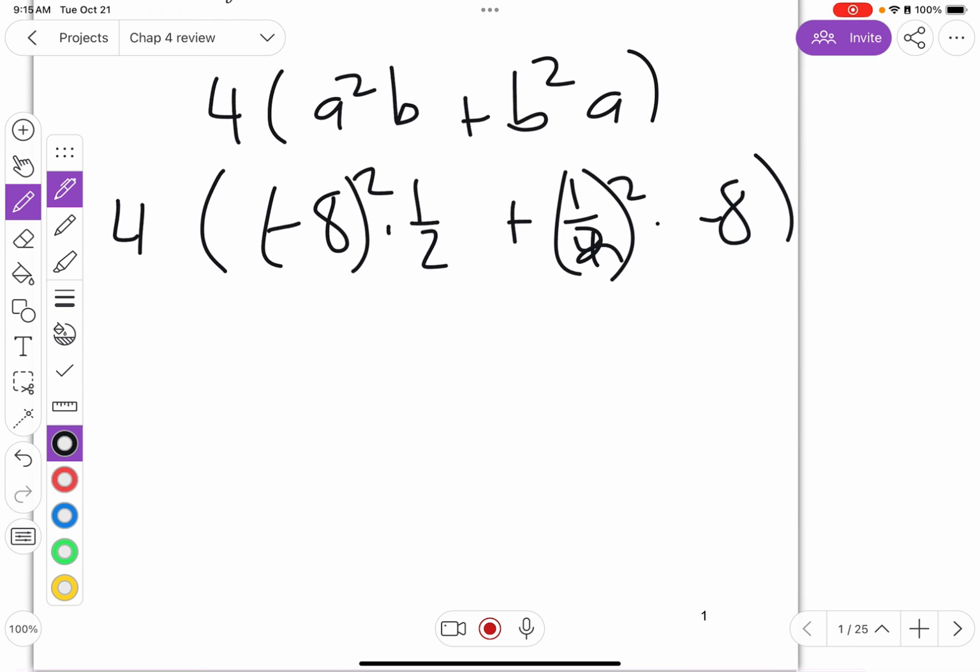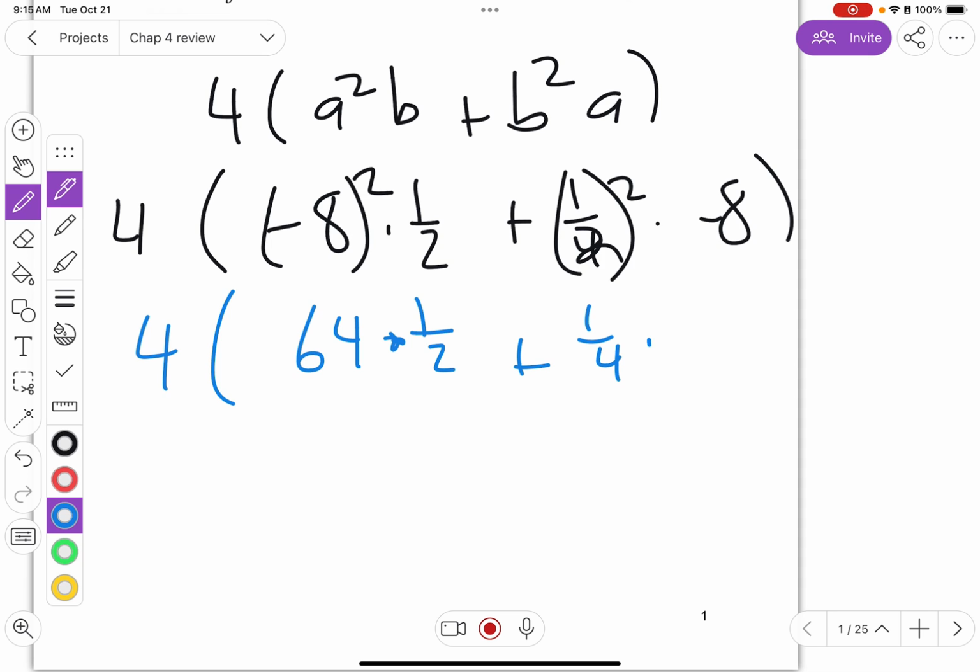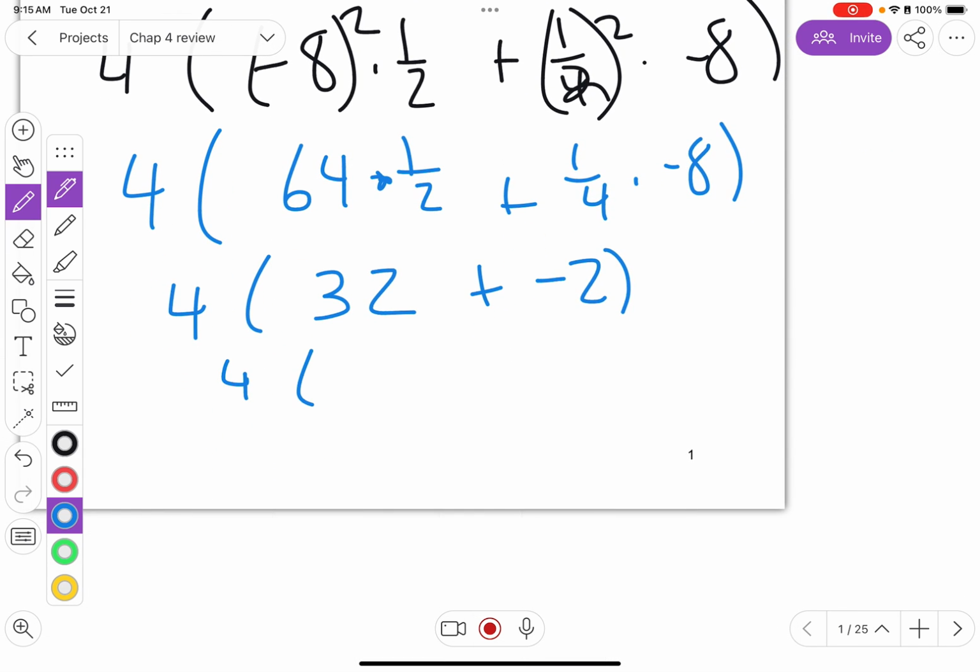Okay, and so the interesting thing here to look at is that minus 8 squared is going to be 64. So we have 64 times 1/2. So times 1/2, you can think of it as, well, I divide by 2 and I give you one part of it, right? So times 1/2 is the same as divided by 2. So we've got 4 times all this plus, well, so 1/2 times 1/2. 1/2 squared is 1/4 times minus 8. Okay, so we're going to have 4 times 32 plus minus 2. So we put those together, so we have 4 times 30, 120.